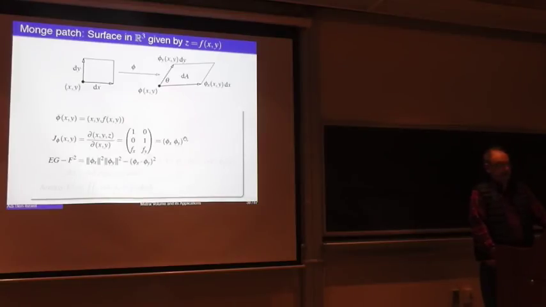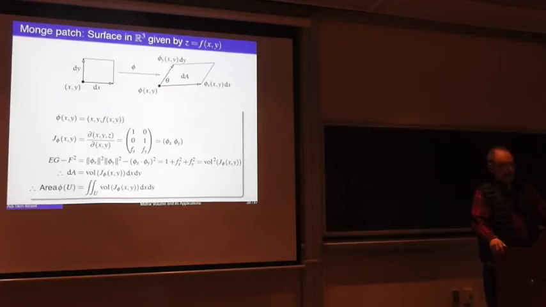Then, EG minus F squared of Gauss is simply the square of the volume of that Jacobian. And that's why the area, using Gauss, is the integral here of the volume of the Jacobian. Now the Jacobian now is not squared, the Jacobian is 3 by 2.